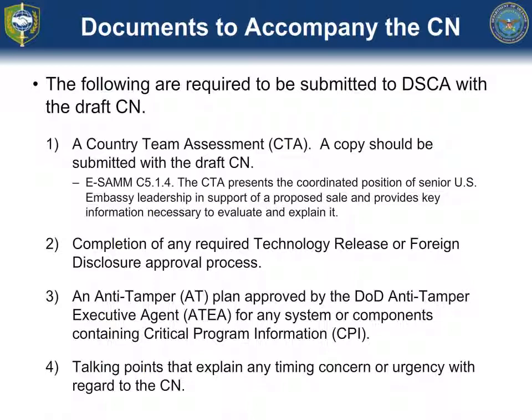You want to make sure that you've completed any technology release or foreign disclosure process. Another thing that can be overlooked is an anti-tamper plan approved by the DoD anti-tamper executive agent. The plan has to be approved for any systems or components containing CPI before you can offer an LOA, which means also before you can make a CN. Now that doesn't mean that the anti-tamper plan has to have gone through validation and verification. That can come later, but the plan has to be approved by this point. And finally, everybody is concerned about the time it takes to do a CN. One of the things that you can do to help yourself, because sometimes we don't, is include talking points that explain any timing, urgency, or concern with regard to the CN.